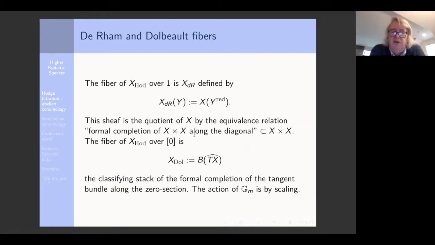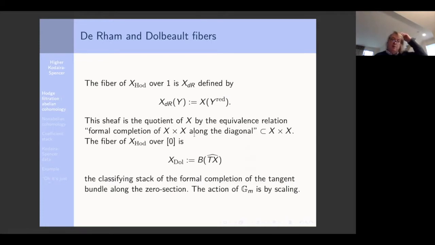Okay, so in other words, we have what's called a formal groupoid. That's the completion of X cross X along the diagonal. Then we can take the quotient of X by that equivalence. It's a formal groupoid, but it's an equivalence relation because it's mapped to X cross X injectively. So the quotient is just a sheaf rather than a stack. But if you had a formal groupoid, then the quotient in principle would be a stack. And that's what happens in the fiber over 0.